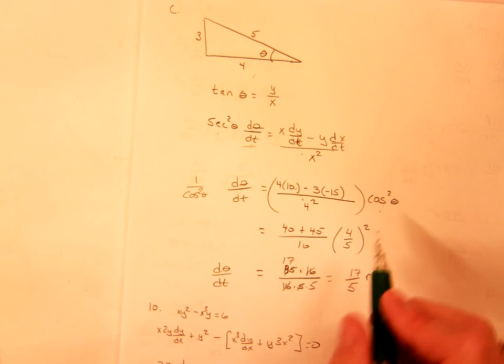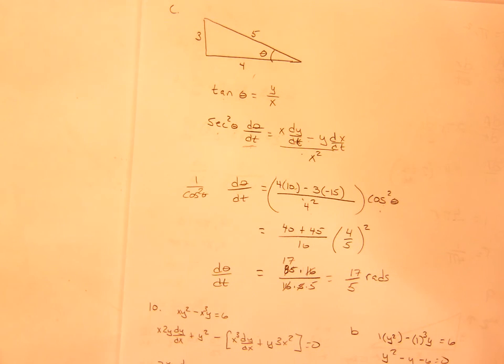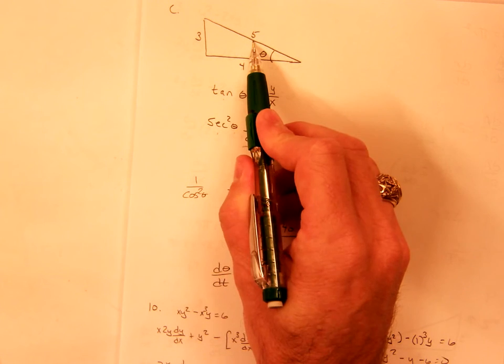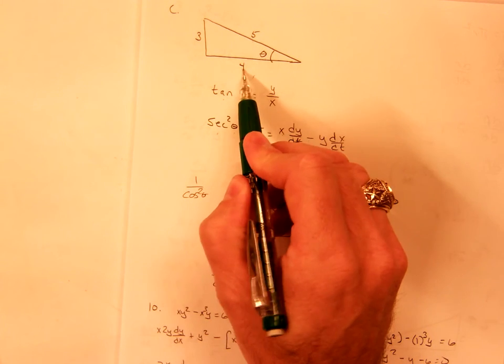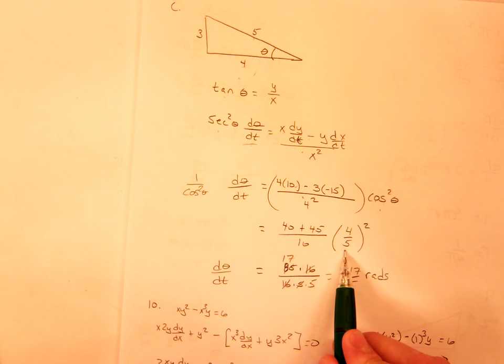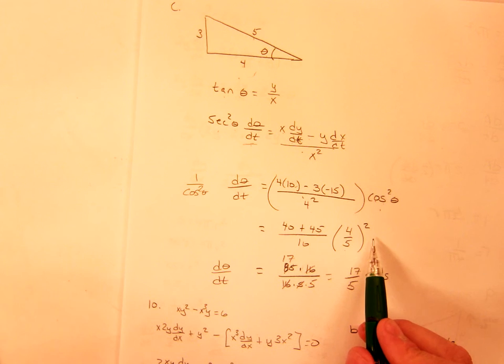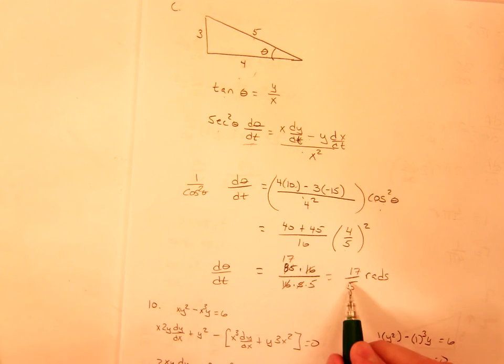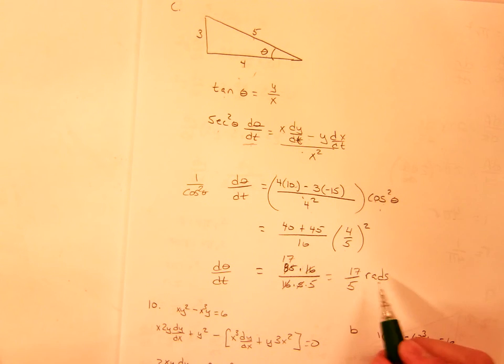And I need that angle. I need to know what cosine theta is equal to, and I don't have the angle, and I don't want to go find the angle. So I'm going to say to myself, cosine is adjacent over hypotenuse. The adjacent is 4, the hypotenuse is 5, so cosine theta of this angle is 4/5. I replace cosine squared with 4/5, and I still got to square it. And then when I do all the math, I end up with 17 over 5 radians per second.